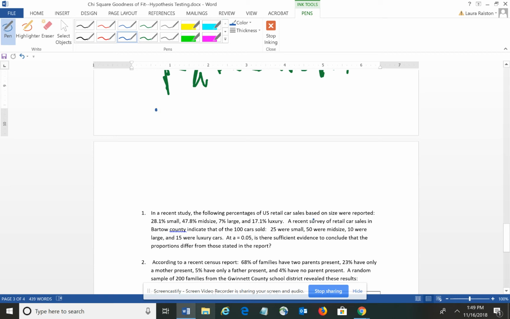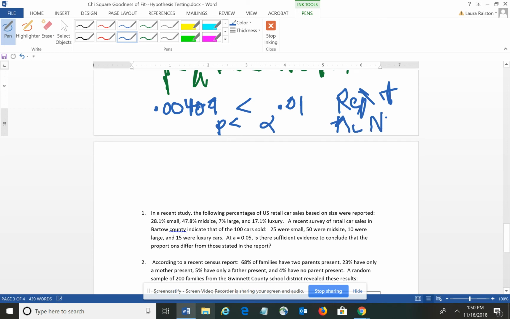Okay, so then I compare 0.00409 to 0.01. That is less than, so p is less than alpha. Since p is less than alpha, we are going to reject the null.